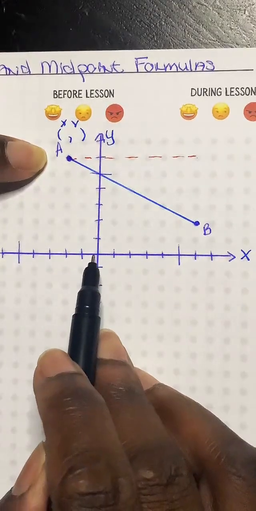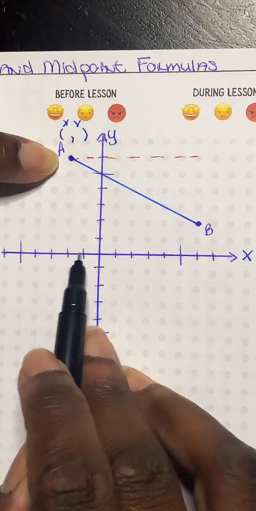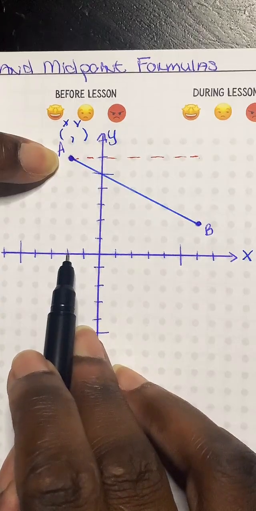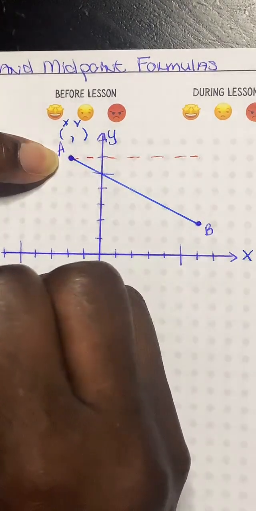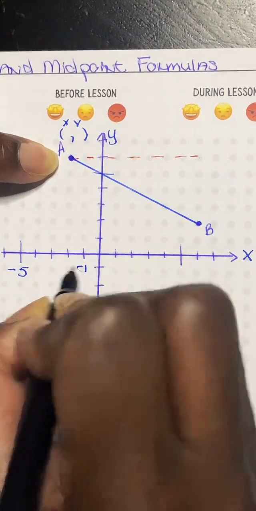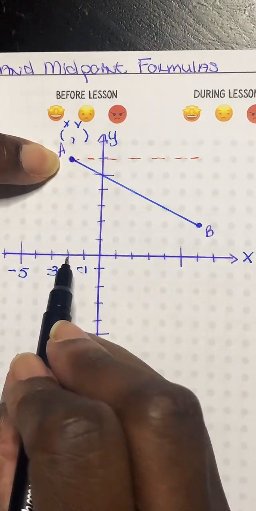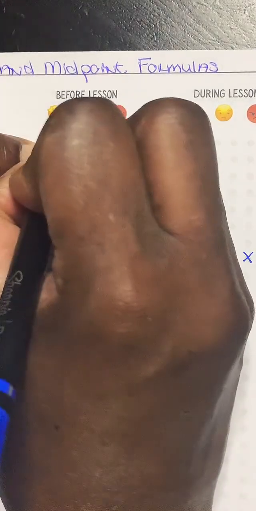Okay, so we're starting here, and for me to get to point A, I have to move to the left 2. If I'm moving to the left 2, that means I'm dealing with my negative numbers. So here's my -1, here's my -3, there's my -5. So right here, I'm at -2.